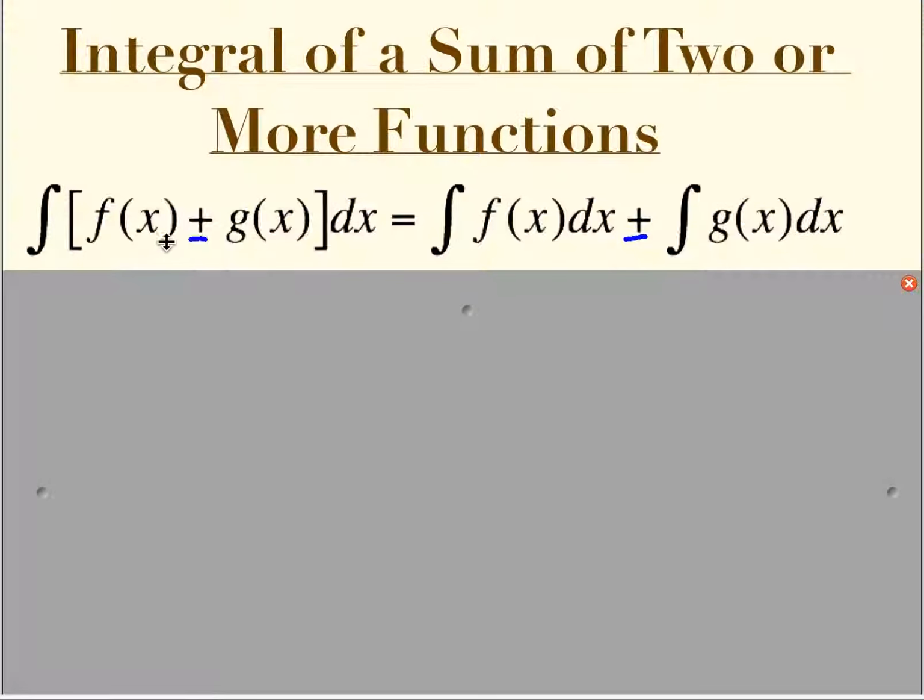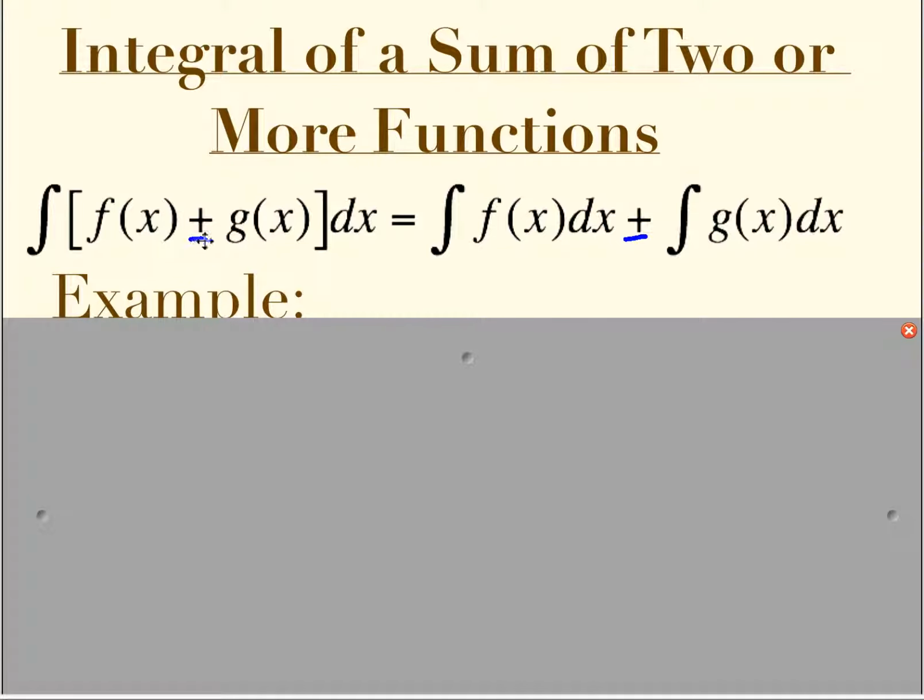The integral of a sum, or a difference of two or more functions. So when you have the integral of f of x plus g of x or f of x minus g of x, you can split that up into two different integrals, and then just find the antiderivative of each one independently, and then add them together or subtract them.